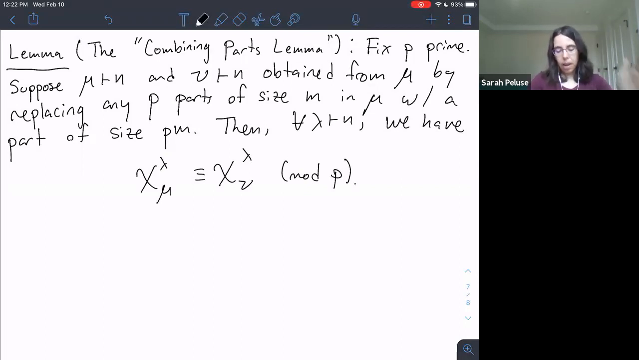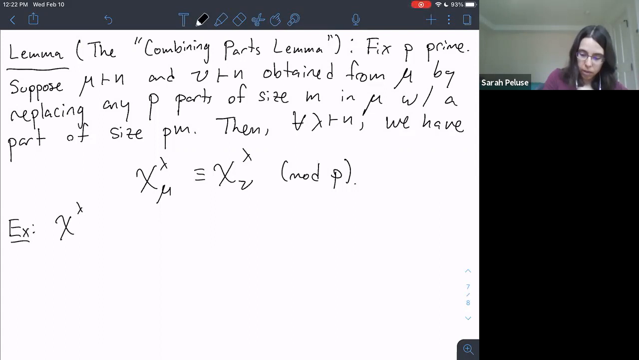So if you have some partition mu and you get another partition nu that's obtained by combining any p parts of the same size in mu, then the columns of the character table corresponding to these two partitions are congruent mod p. So here's an example of this combining parts operation.